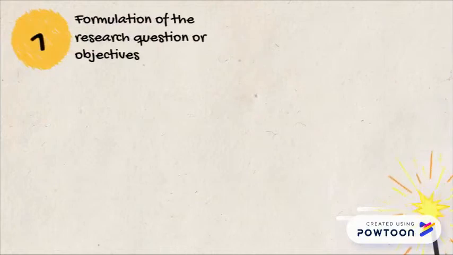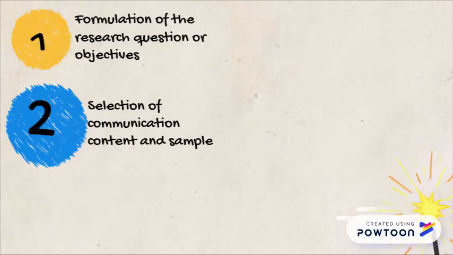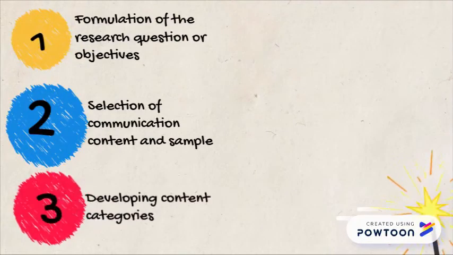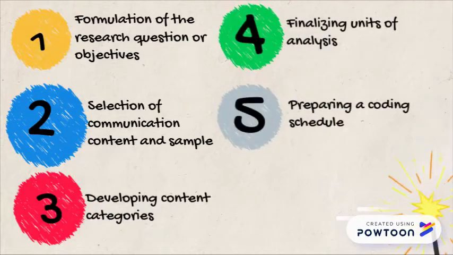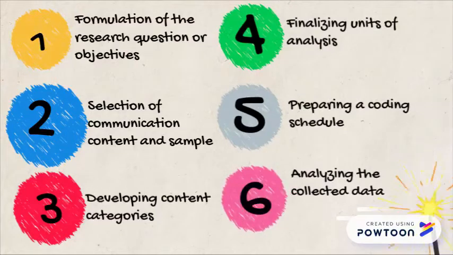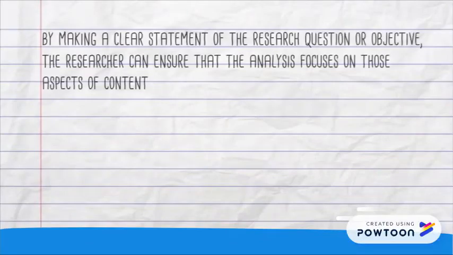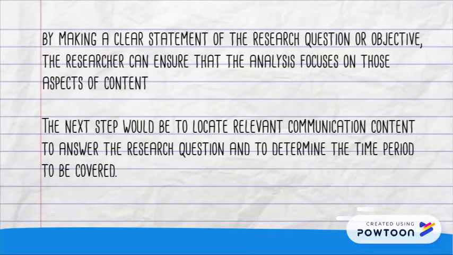First, formulation of the research question or objective. Second, the selection of communication content and sample. Third, developing content categories. Fourth, finalizing units of analysis. Fifth, preparing a coding schedule and pilot testing, and last but not least, analyzing the collected data. As mentioned earlier, by making a clear statement of research question or objective, the researcher can ensure that the analysis focuses on those aspects of content which are relevant for the research.